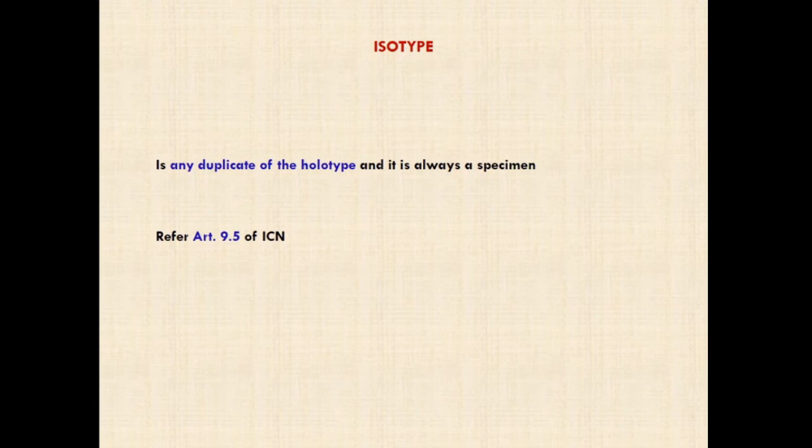The next is called isotype. And what is isotype? It is any duplicate specimen of the holotype. In this case, again, an isotype is always a specimen, but it can be in multiple numbers. The major difference between the holotype and isotype is that the holotype is always a single specimen, but the isotype can be more than one specimen. And Article 9.5 of the ICN discusses exclusively this particular concept called isotypes.